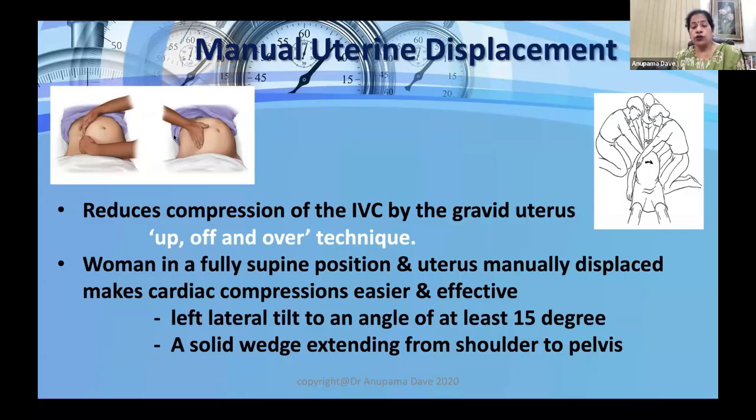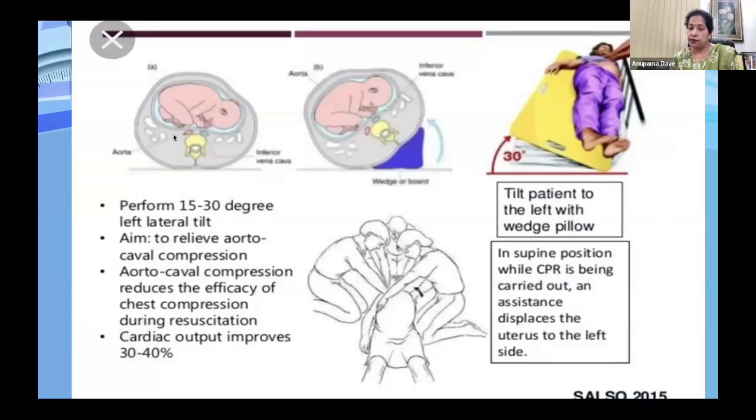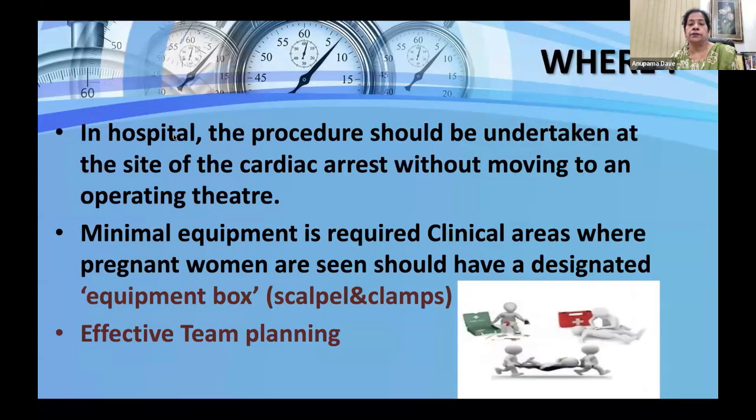In some cases, when you're not able to lift it, a left lateral tilt at an angle of 15 degrees would also suffice, and a solid wedge extending from shoulder to pelvis can also be helpful. As you can see, a 30-degree elevation would help in improving cardiac output.